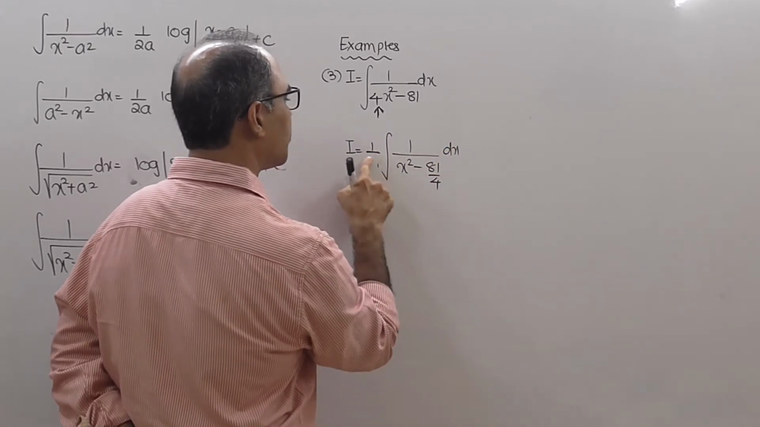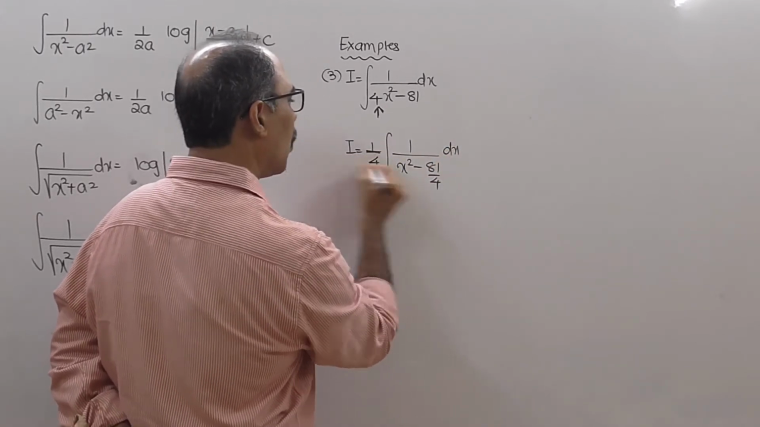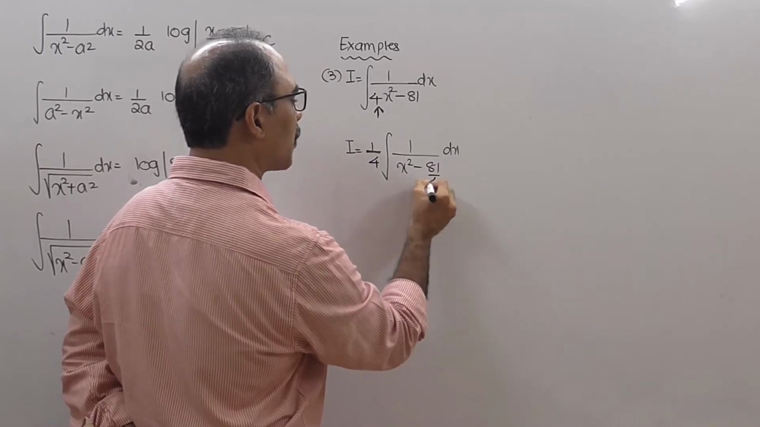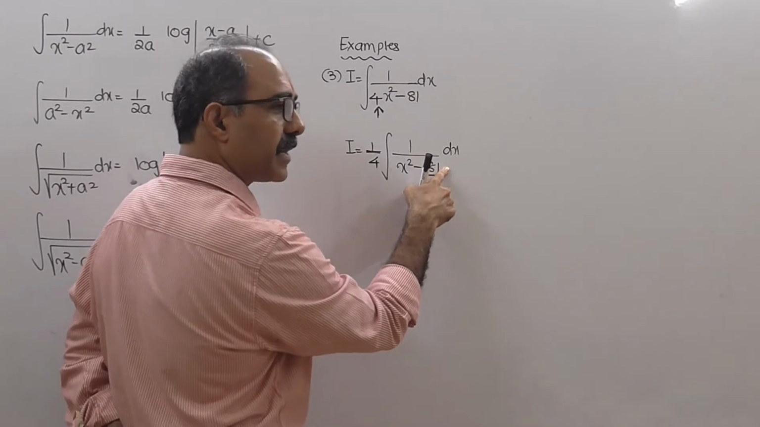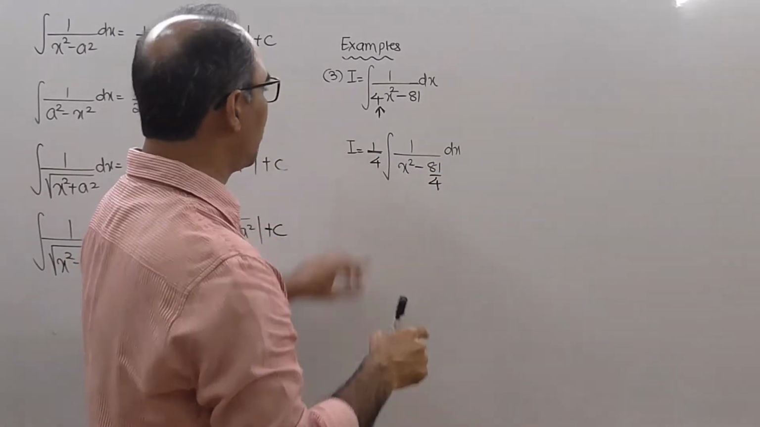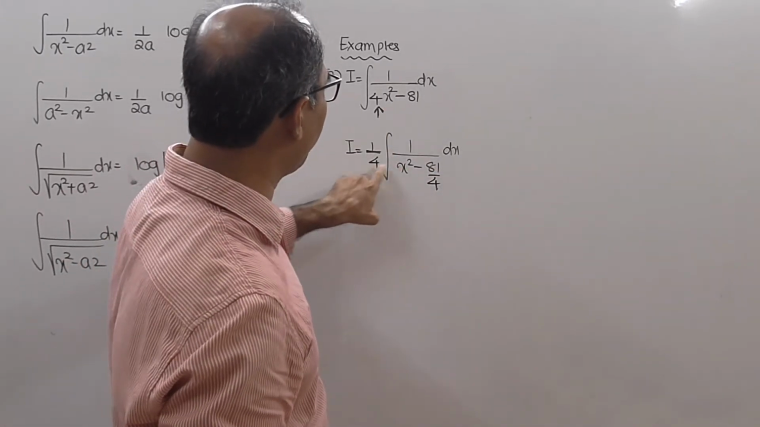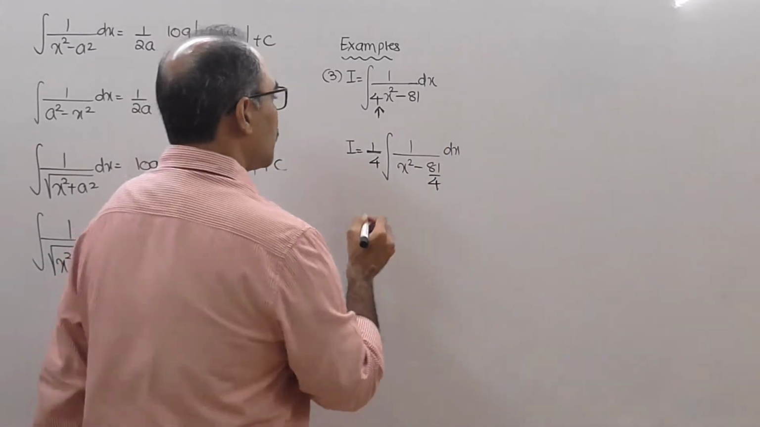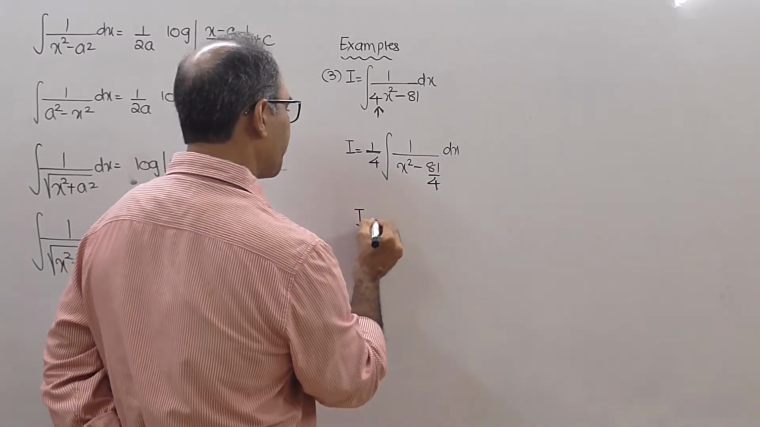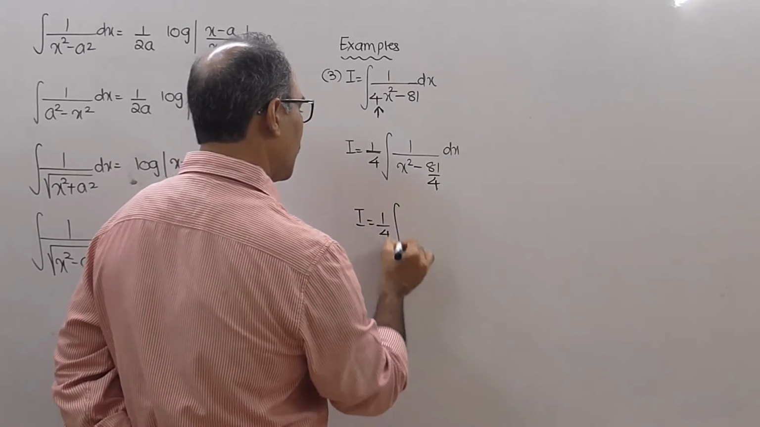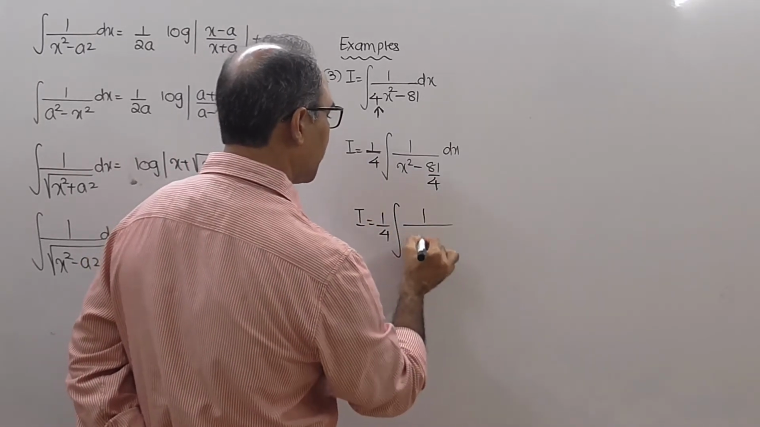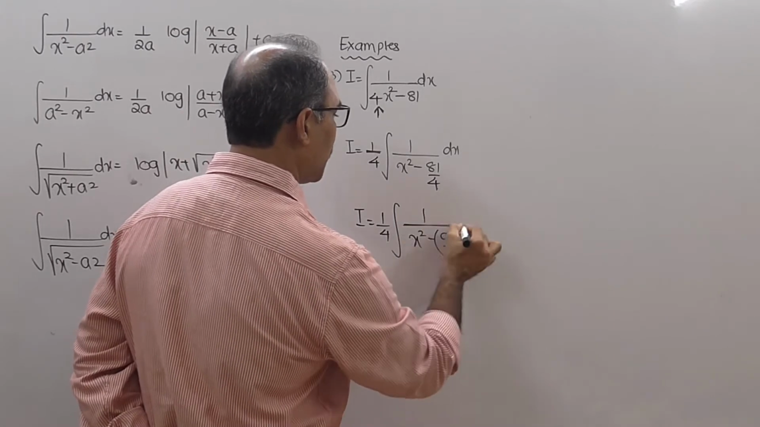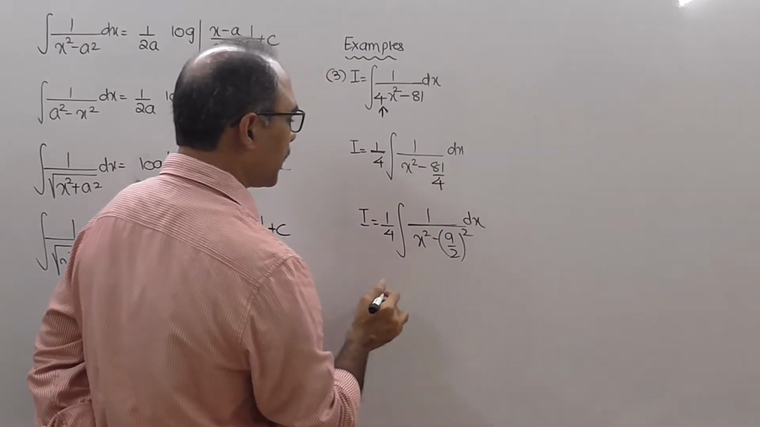If you open this, you will get 4x square and 81 upon 4 multiplied by 4 gives 81. 4 into x square is 4x square, and 4 into 81 upon 4, the 4 cancels, so you get 81. So you are not changing the question. I equals 1 upon 4 integration of x square minus 81 upon 4, and 81 upon 4 is nothing but 9 upon 2 the whole square dx.